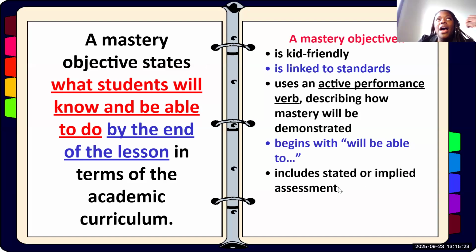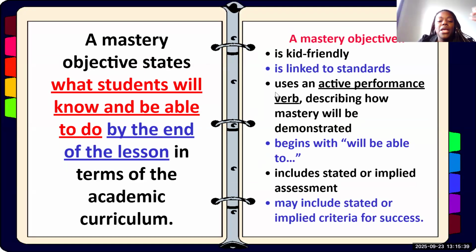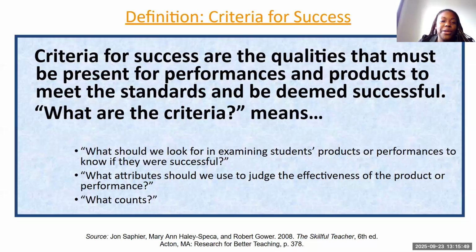I will be able to tell, everyone will be able to tell how you're going to assess the student based on the standard that you wrote down. Mastery objectives have stated or implied assessment, and that's just to help you. And then mastery objectives can include the criteria for success. Sometimes it's better if the criteria for success is just separate because it helps everyone understand it a little bit better. But they can be part of it.